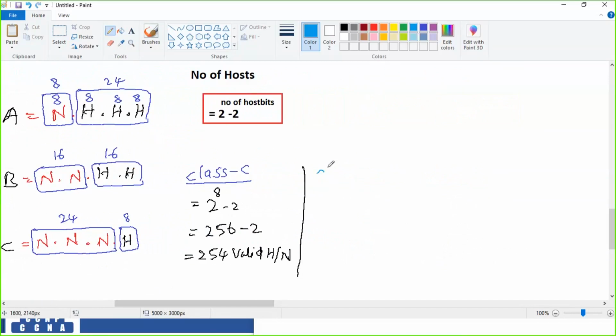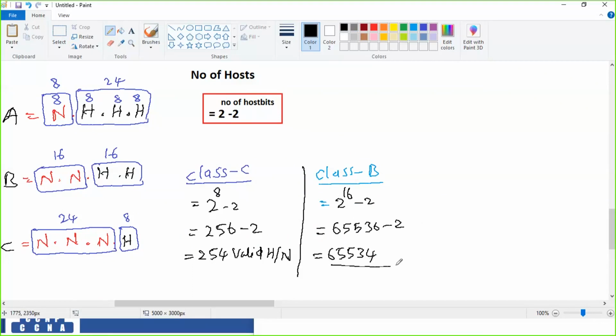Class B. The formula is 2 power number of host bits, so 2 power 16 minus 2. What is the value of 2 power 16? It is 65,536, minus 2.